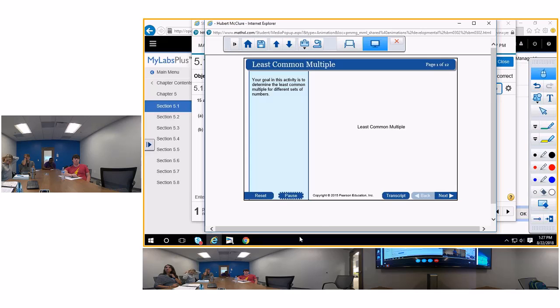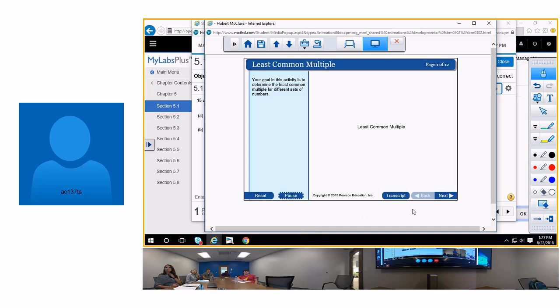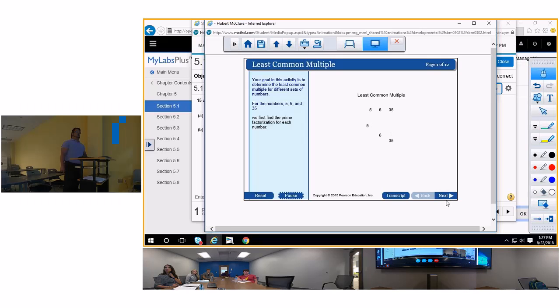Your goal in this activity is to determine the least common multiple for different numbers. and that's how you do For the that. numbers of 5, 6, and 35, we first find the prime factorization of each number.